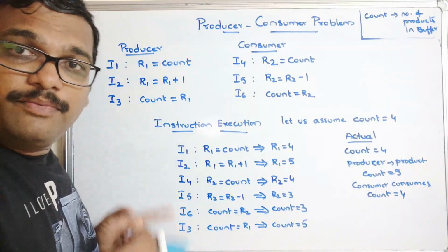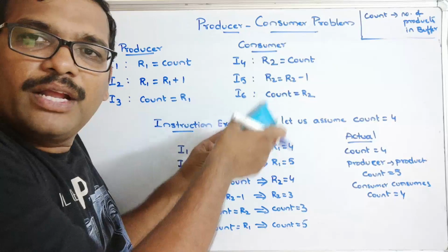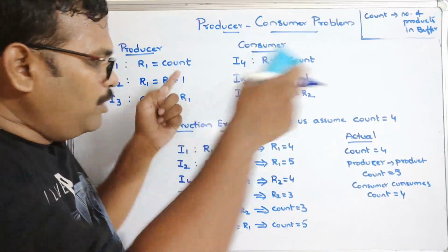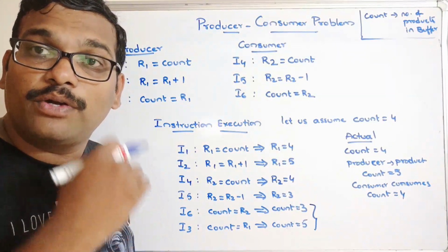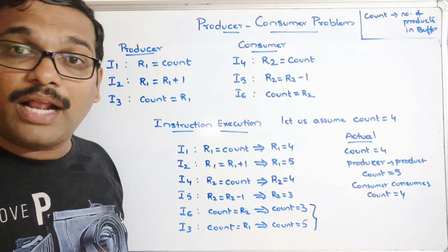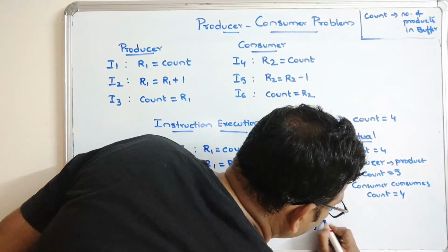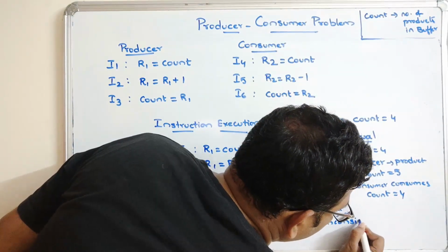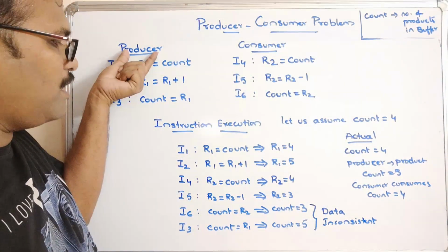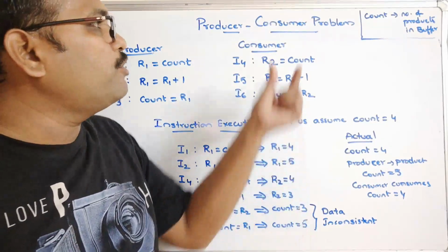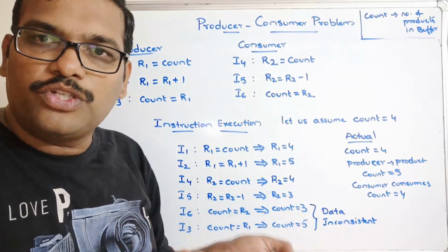But what happens in this case? Two processes are sharing the same memory and executing parallelly, right? So here we are having two values for the count. Count is equal to 3 and count is equal to 5. So there are two different values. So this is called data inconsistency. Now, according to the producer, the count value is 5. According to the consumer, the count value is 3. So there is a dilemma. Which one is the correct one?